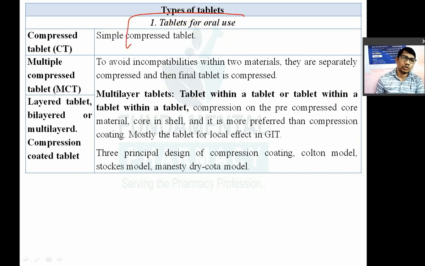For oral use, first is a simply compressed tablet, known as a simple compressed tablet. Drug along with the excipient, you have to mix in a proper way.